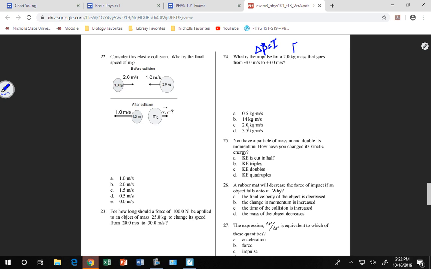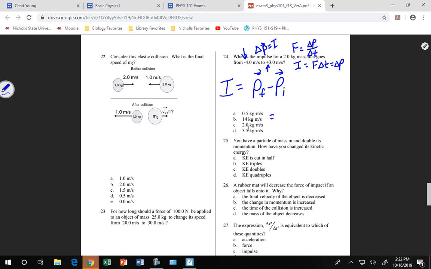F is equal to delta P over delta T, but I is equal to F delta T, and that's equal to delta P. Actually, to be technically correct, when they talk about impulse, they're talking about the product of F delta T, because it's the area of that F versus time graph, but it's the same as delta P. So here, if I want to know the impulse, I is equal to P final minus P initial. Remember these are vectors, but I have the signs here on the velocities.